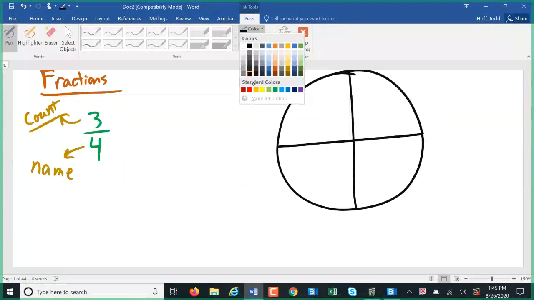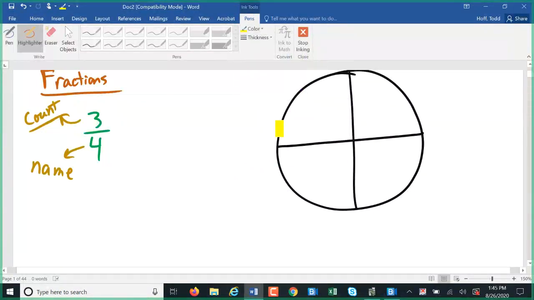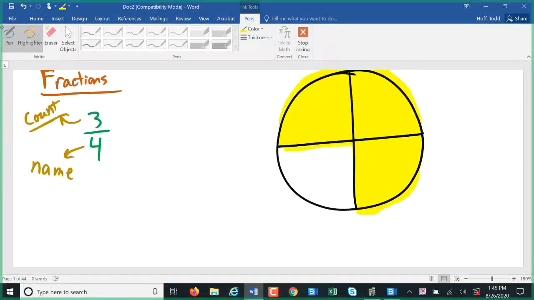So then the 3 part of that means we have 3 of those pieces. So that's the visual definition of 3/4.